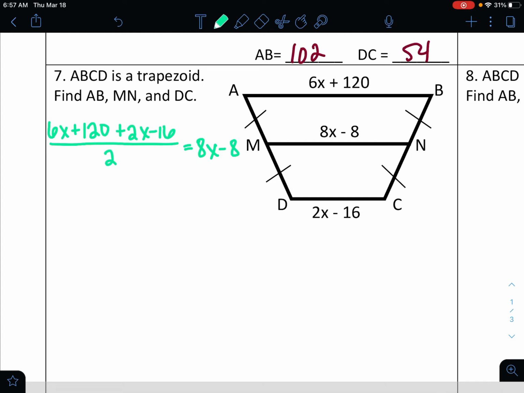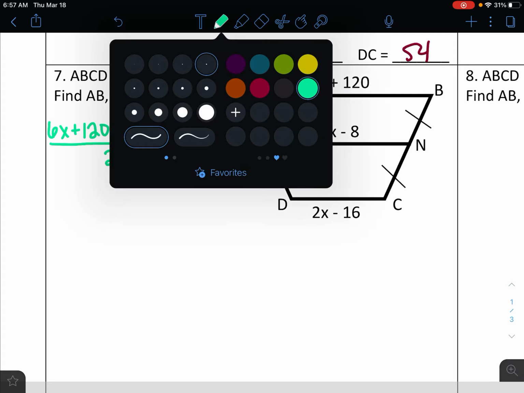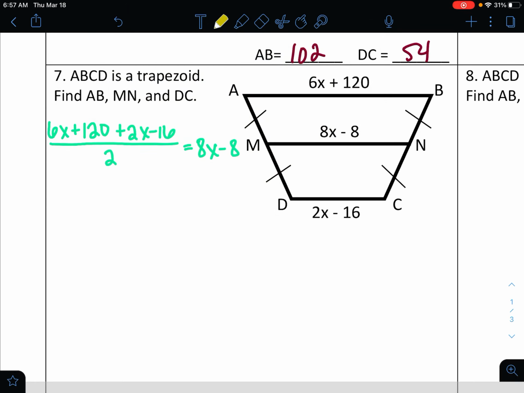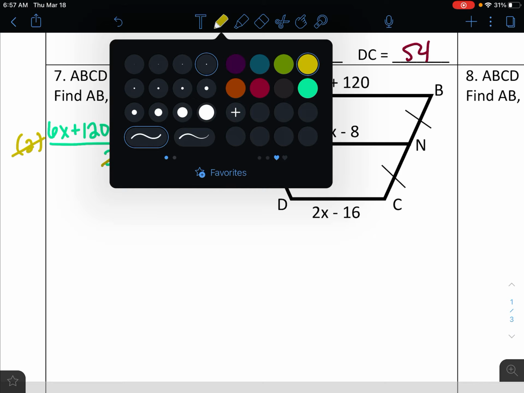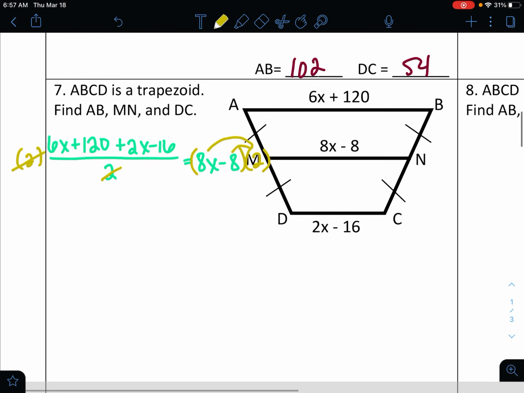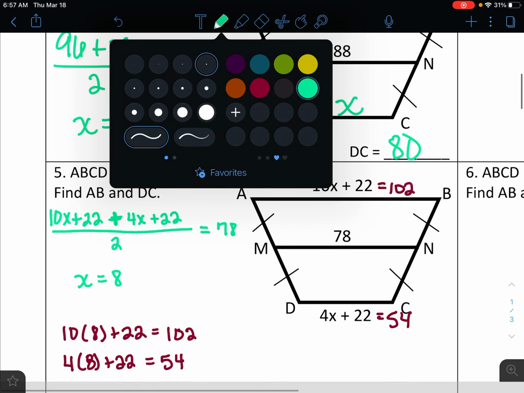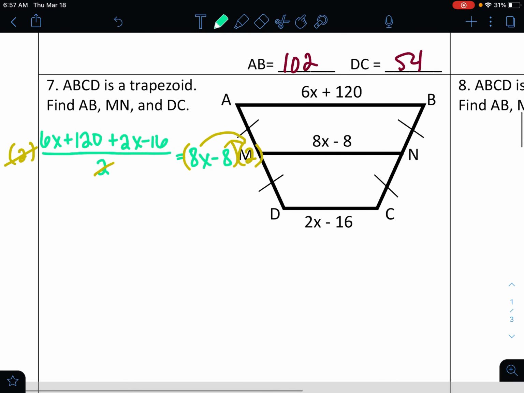Now, if you are interested in solving it by hand, pay close attention. I'm about to do that right now. If you want to solve this by hand, you can get rid of the 2 in the denominator by multiplying both sides by 2. That's going to cancel out the 2's, and over here, you're going to have to distribute the 2. So that basically gets the numerator by itself, right? So that's 6x plus 120 plus 2x minus 16 equals 16x minus 16. Don't forget, you have to multiply the 2 by 8x and the 2 by -8.